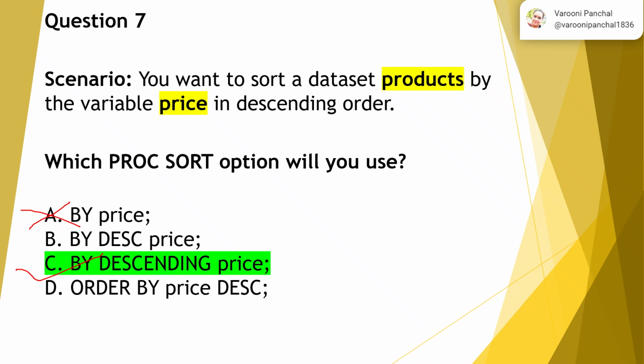Ascending, descending, it is not mentioning any of that, right? Even there is no concept called DESC in the BY statement, so that is not a correct answer. ORDER BY price, this again, like I said, is not a proper statement in the BY statement. So even this is also not the right answer.